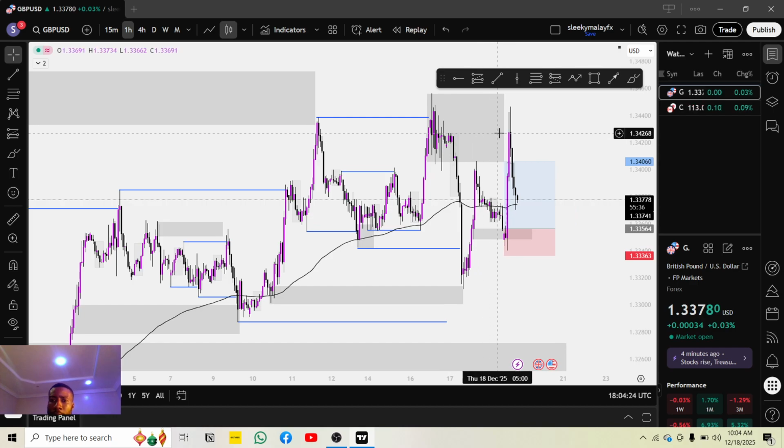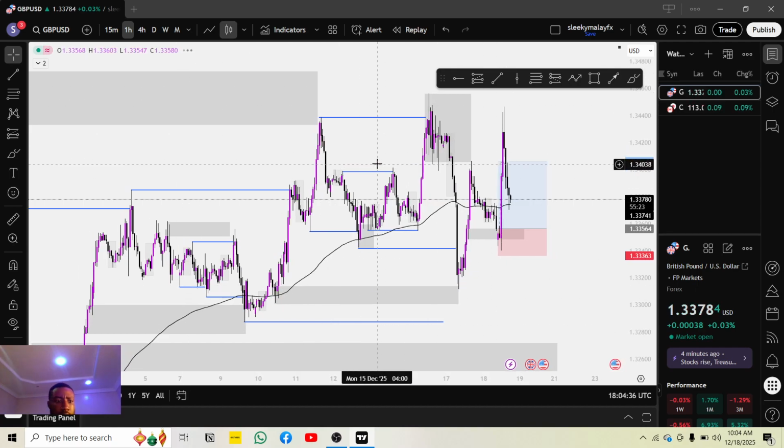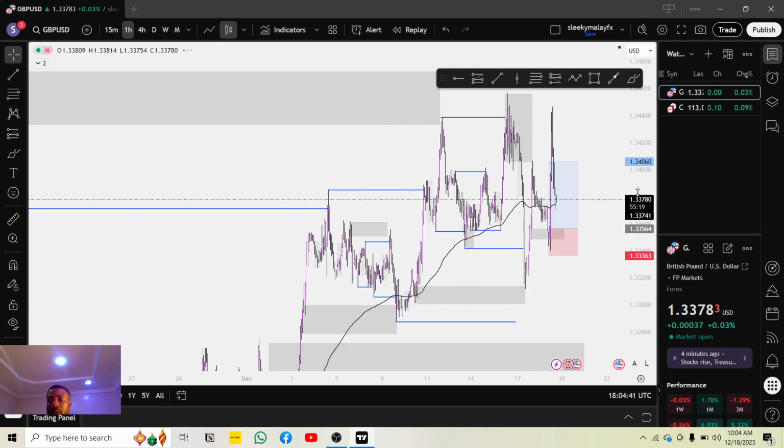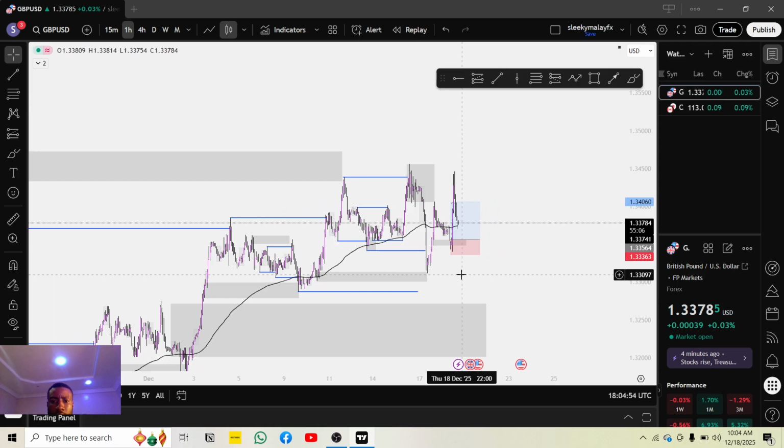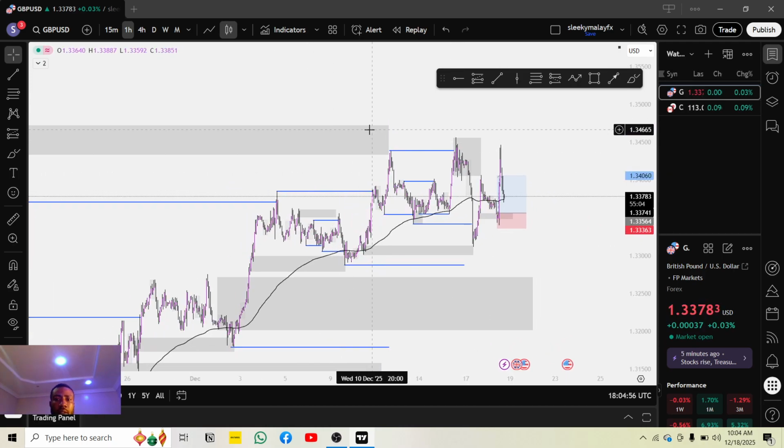Currently we can see that price got to the extreme level of this high, which is this level. Let me zoom this out a bit. Alright, as you guys can see, this very high is our daily POI.